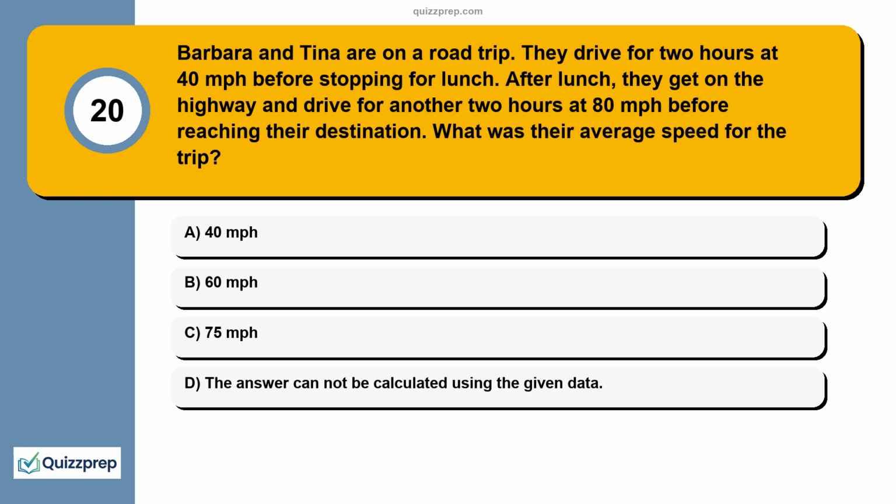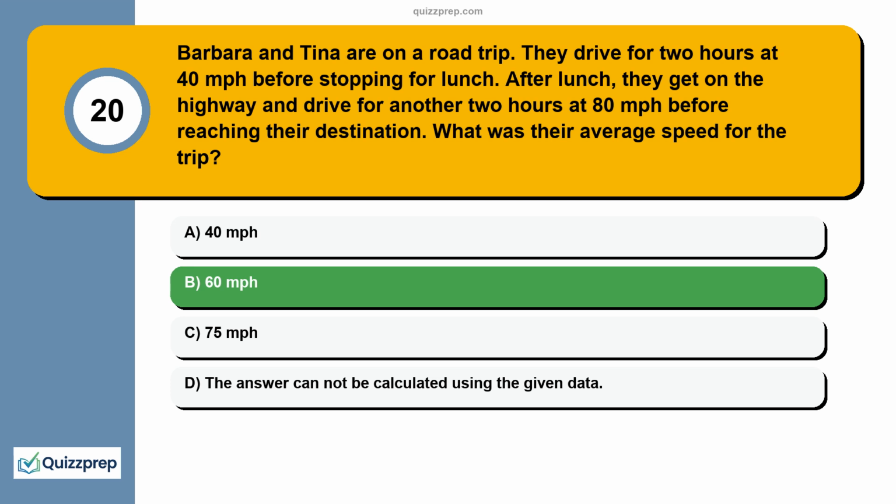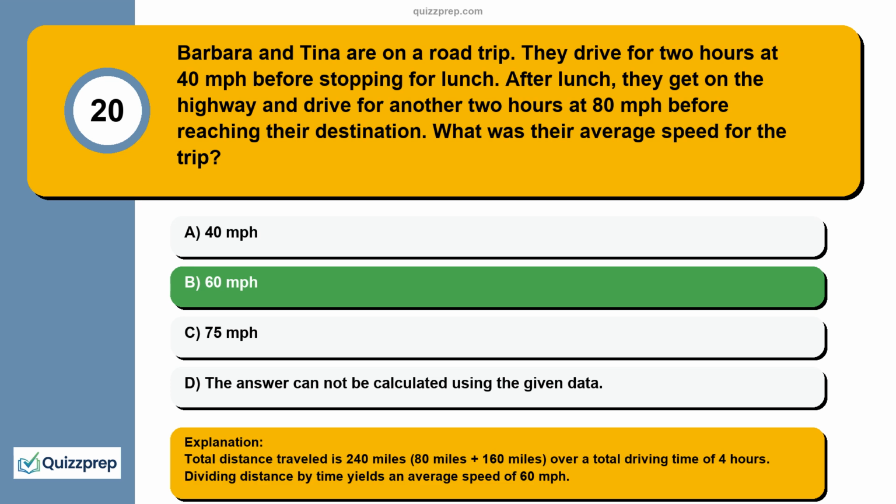Question 20. Barbara and Tina are on a road trip. They drive for 2 hours at 40 miles per hour before stopping for lunch. After lunch, they get on the highway and drive for another 2 hours at 80 miles per hour before reaching their destination. What was their average speed for the trip? 40 miles per hour, 60 miles per hour, 75 miles per hour, the answer cannot be calculated using the given data. Total distance traveled is 240 miles, 80 miles plus 160 miles, over a total driving time of 4 hours. Dividing distance by time yields an average speed of 60 miles per hour.